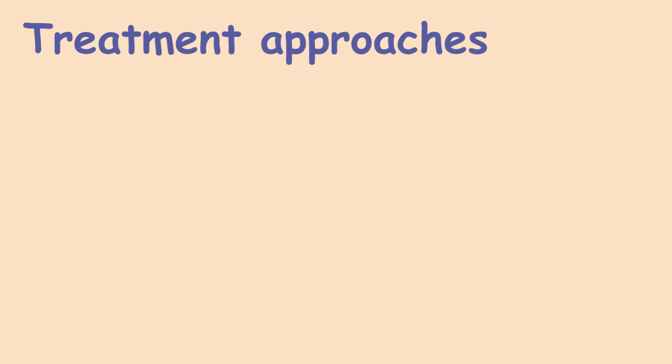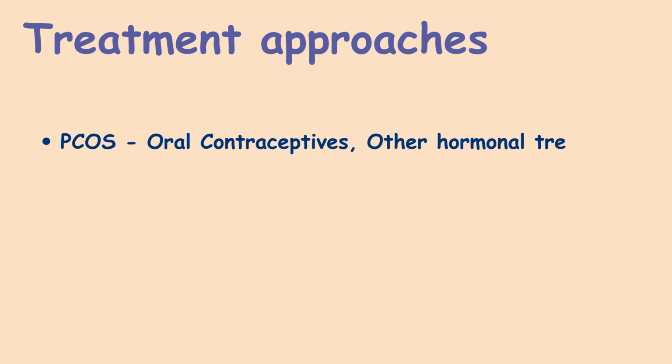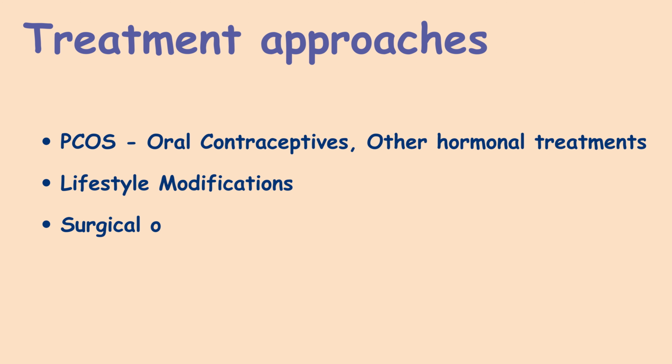The treatment approaches depend on the underlying cause of the menstrual abnormality. For hormonal imbalances like polycystic ovarian syndrome, oral contraceptive pills or other hormonal medications can be prescribed to regulate the cycle. Lifestyle modifications such as managing stress, maintaining a healthy weight, and regular exercise can also play a role. In some cases, surgical interventions might be necessary to address structural issues or conditions like endometriosis, but it is done very rarely. It is essential to individualize the treatment plan based on the patient's needs.